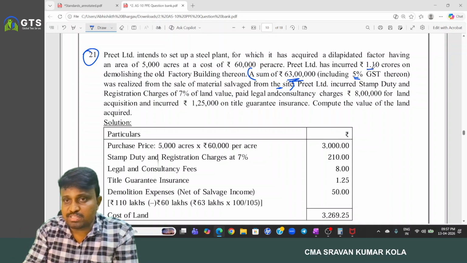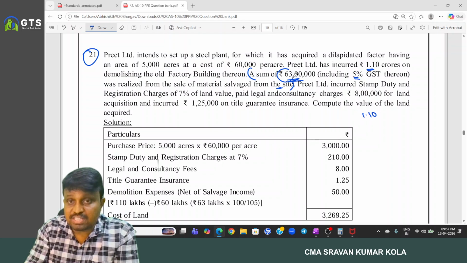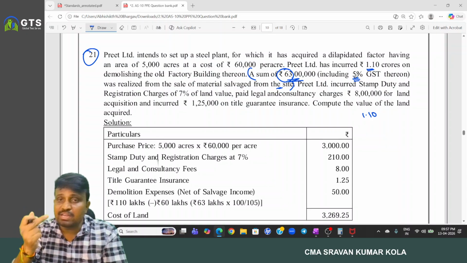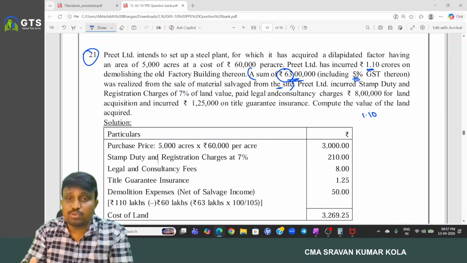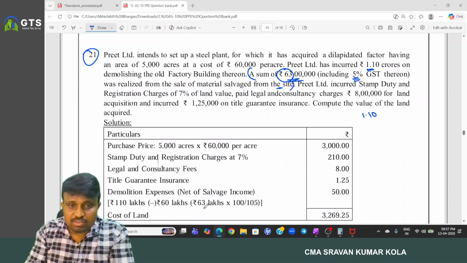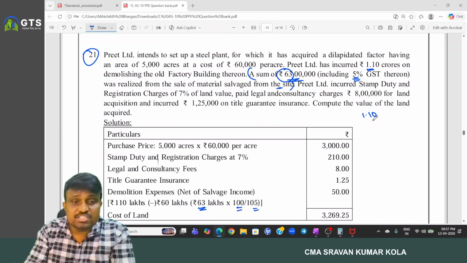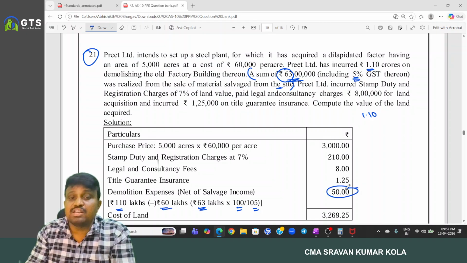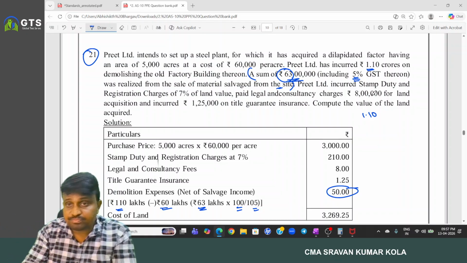What are the demolishing expenses incurred? 1.1 crore. From the 1.1 crore, we have to reduce 63 lakh. But 63 lakh is including 5% GST. Any GST collected at the time of sale will be output GST and we have to deposit it to the government. So we need to consider the 100% amount: 63 lakh into 100 by 105, so 60 lakh is there. So 110 minus 60 lakh, we get 50 lakh, which is capitalized.